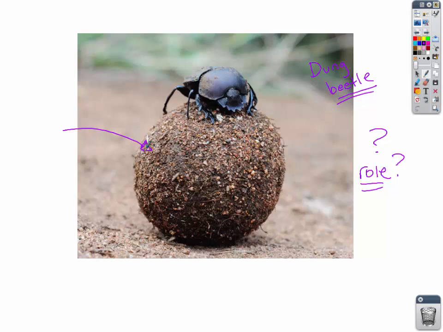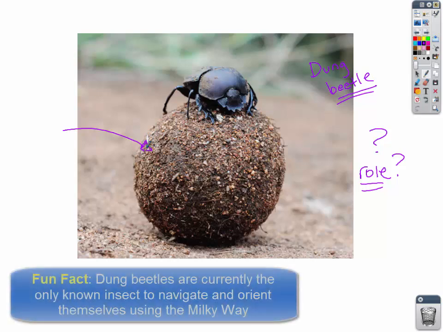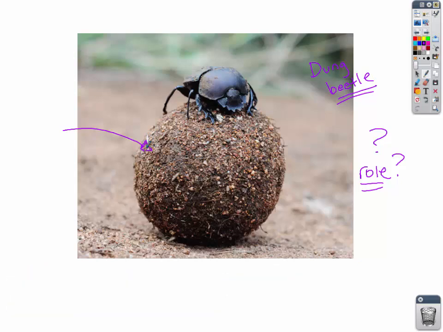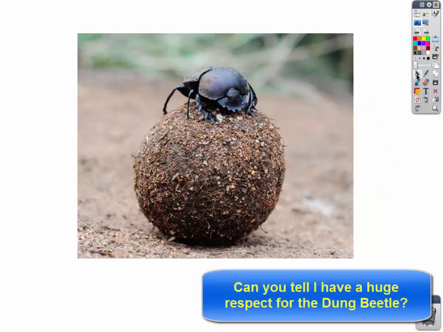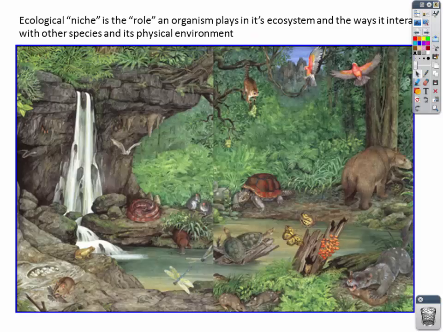So it fulfills this ecological niche in that it replenishes soil nutrients, whereas if the animal waste was just left in piles where the animals were, you might have localized nutrients, but the dung beetle spreads it out all around the Serengeti and actually adds soil nutrients to a larger region because of its actions. So the dung beetle plays a very valuable ecological niche in the Serengeti.